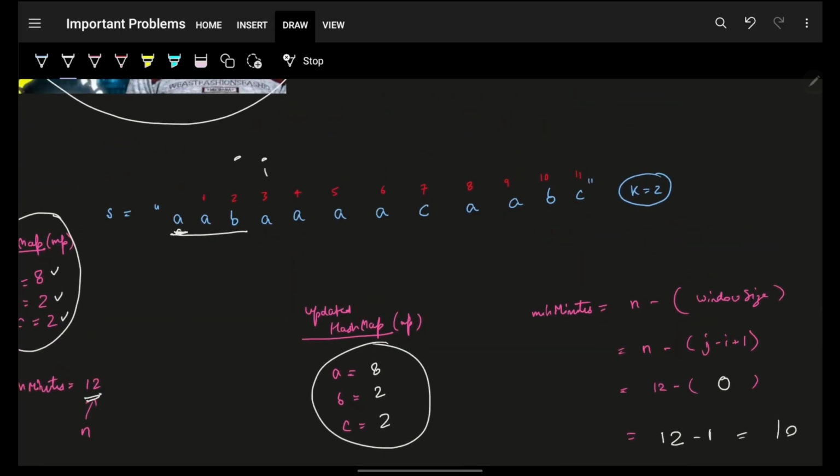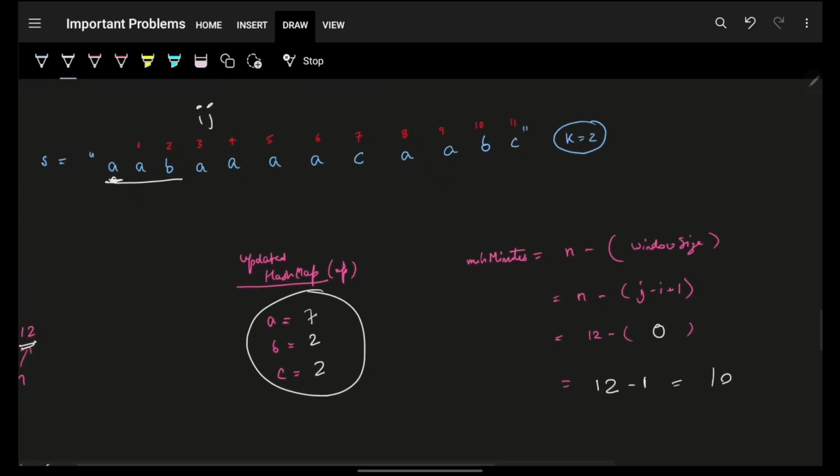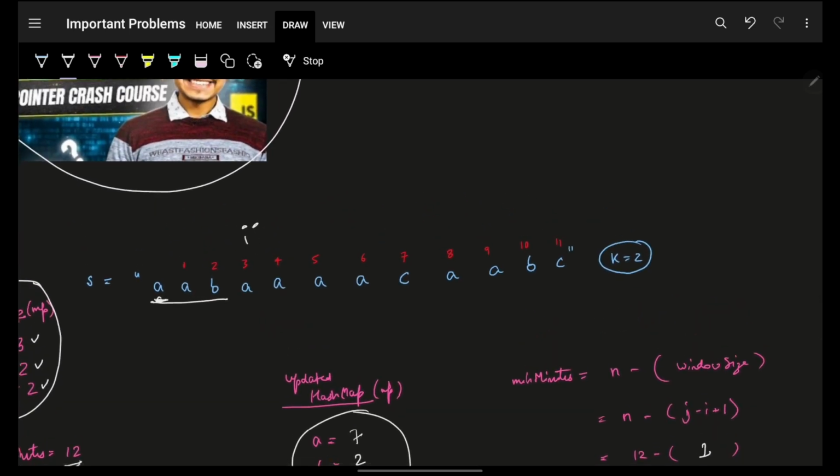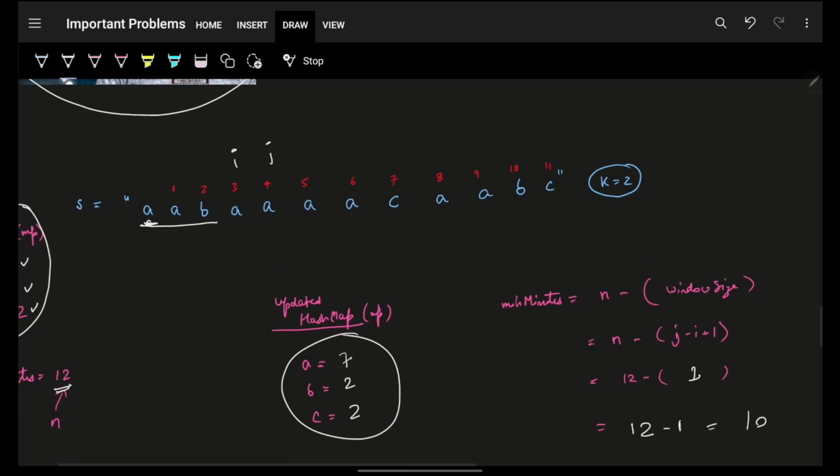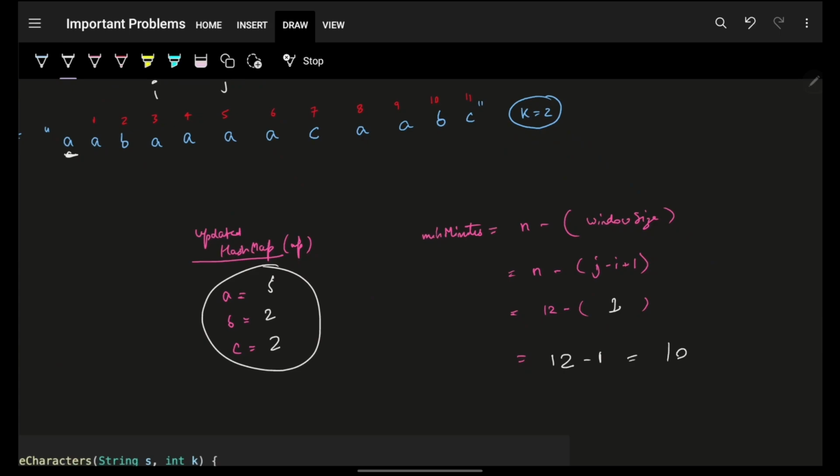Now again, try to expand the window. j here. Oh, it became a 7. Again, I'll try to minimize it. Window length is 1. Okay, it will not be minimized. So let's see. Again, try to expand it. j. Oh, okay, yeah, I can do it. Again, try to expand it. j. Yeah, obviously I can do it. So far the window length is 3, and thus the answer so far will be 9.